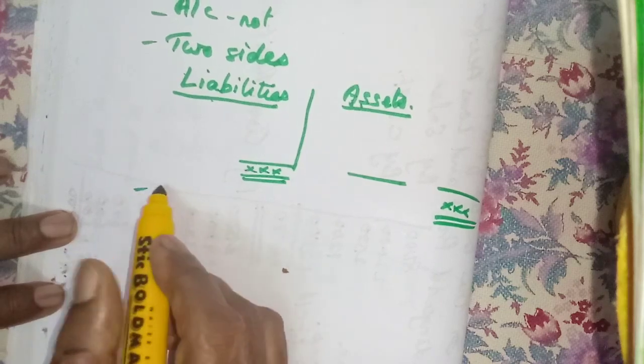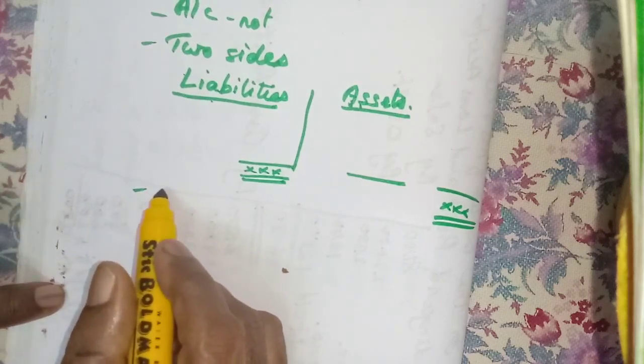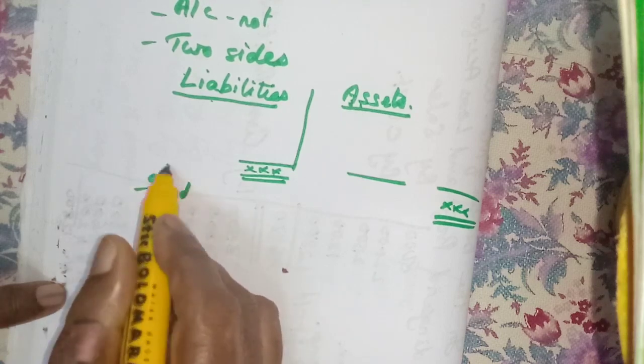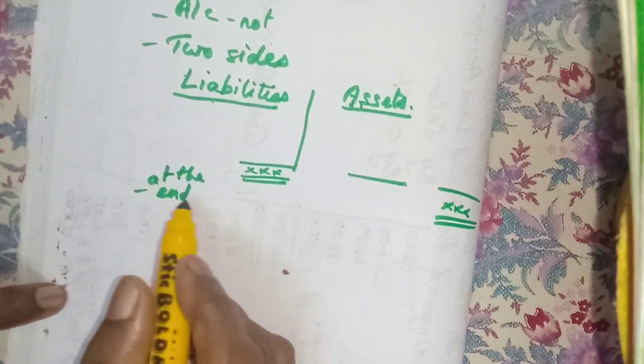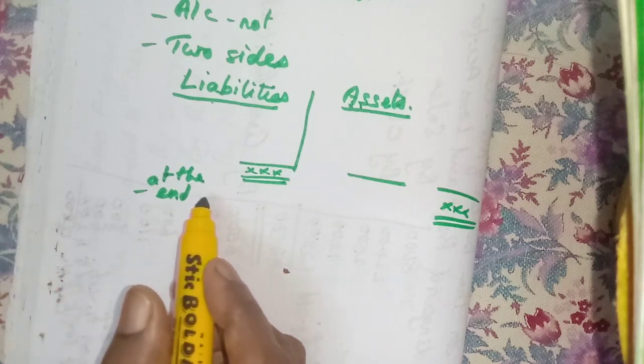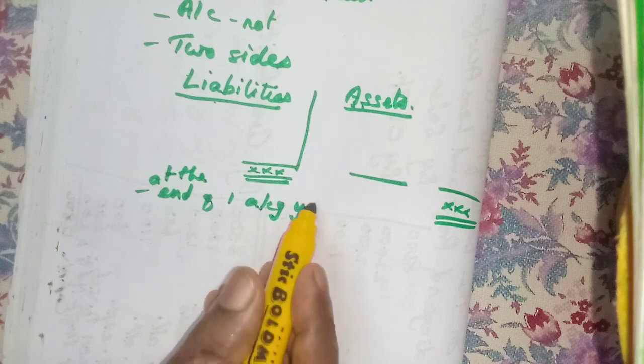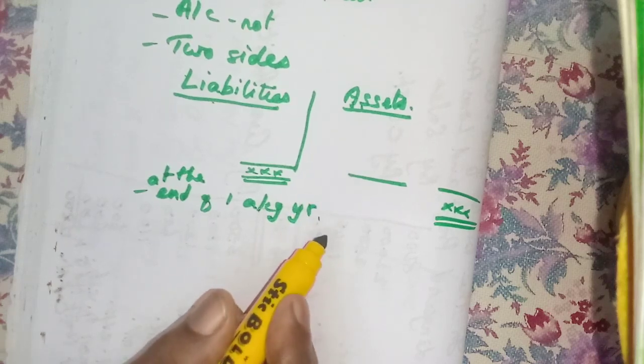Okay, and it is prepared at the end of the financial period, at the date. Okay, at the end of the date, on a particular day. Okay, accounting year. At the end of the accounting year, we are preparing this balance sheet.